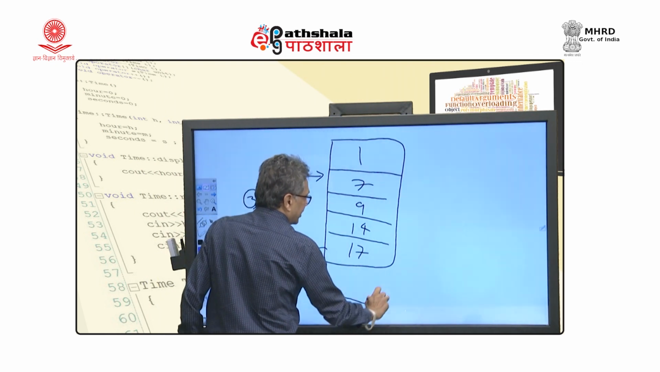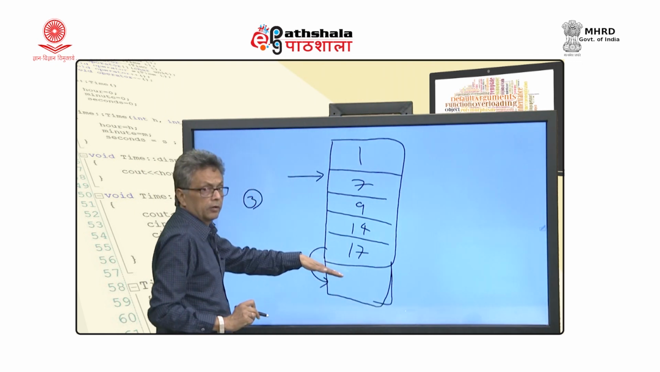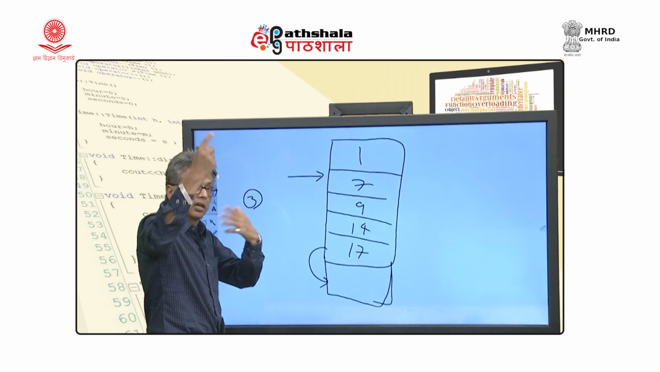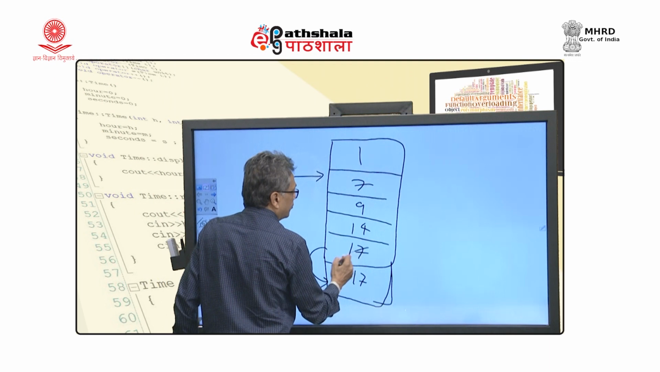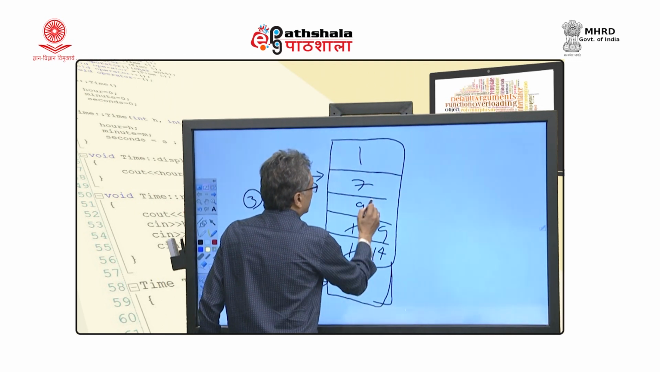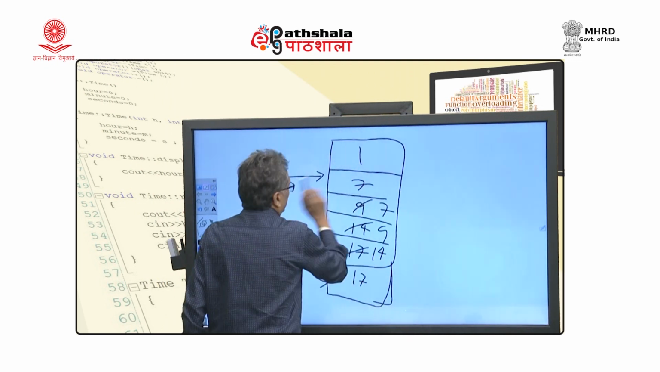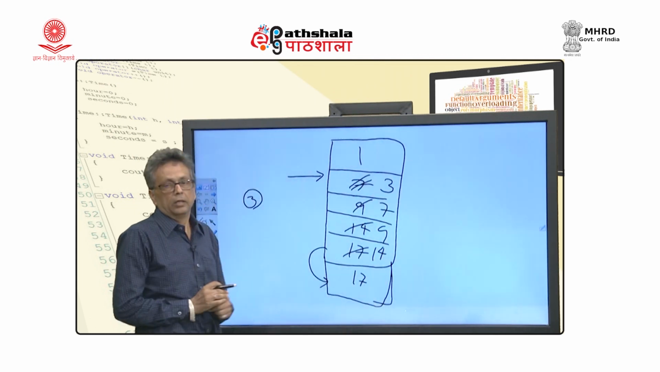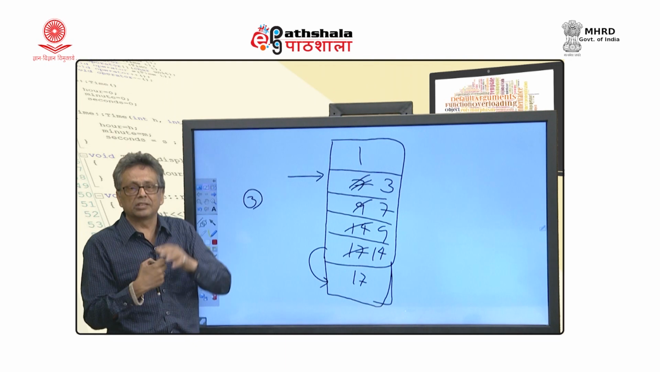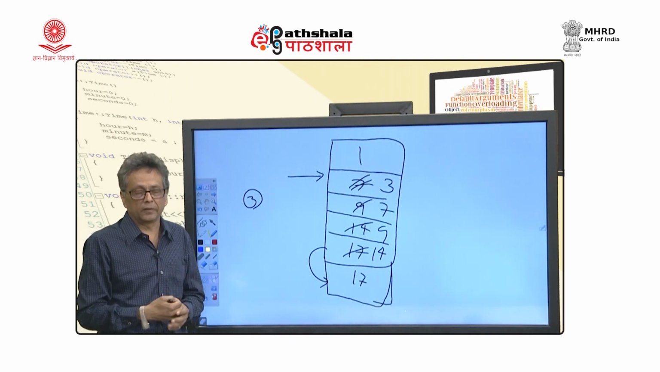So, I will have to extend the vector, and if the vector is already at its fullest size, it might even be relocated. So, I will move 17 here, then 14 here, then 9 here, then 7 here, and then at this point I have this place empty. So, I can insert 3 here. That relocation needs to be done.